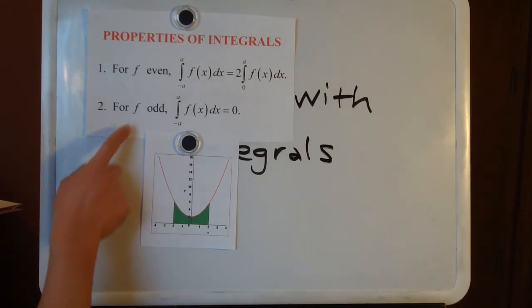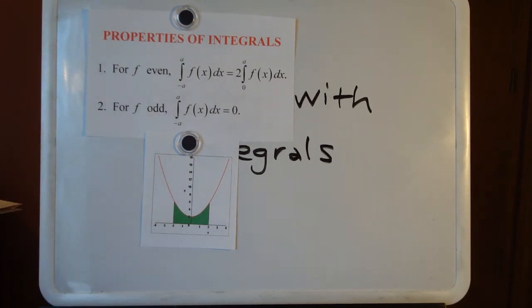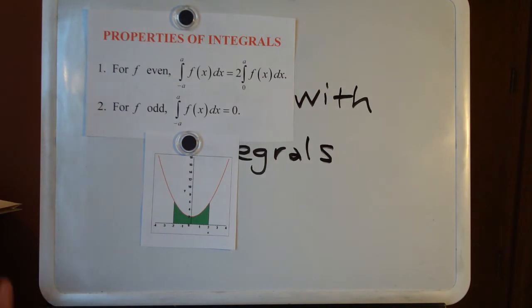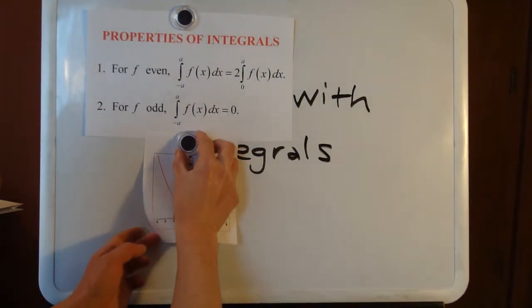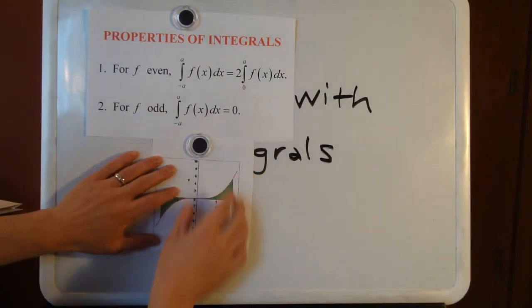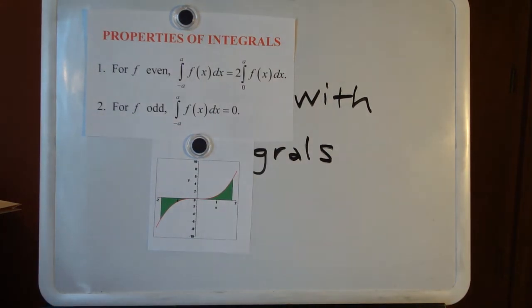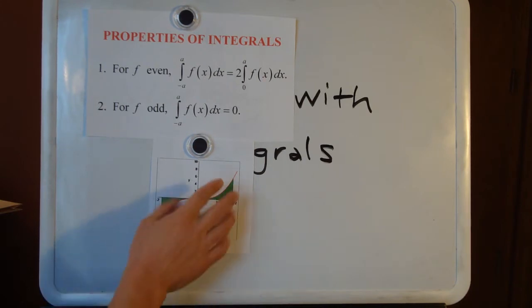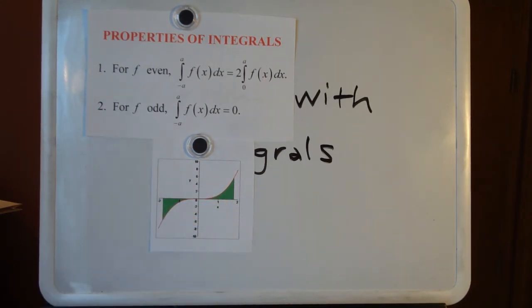And then the second property: if f is an odd function, so you can think about things like y equals x or y equals x cubed, then when you integrate from negative a to positive a, you get nothing at all. So the integral evaluates to 0. A quick look at that diagram should confirm this. Remember that odd functions are symmetric with respect to the origin. You can see this diagram here is the graph of y equals x cubed. In this picture we're integrating from about negative 1.75 to positive 1.75.